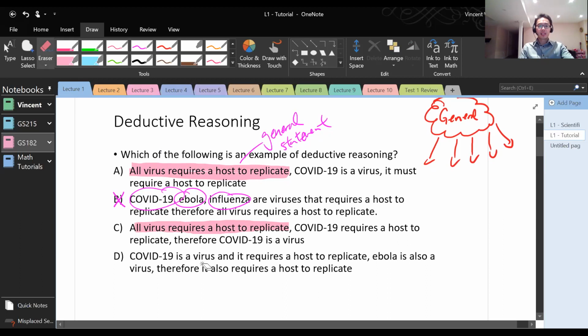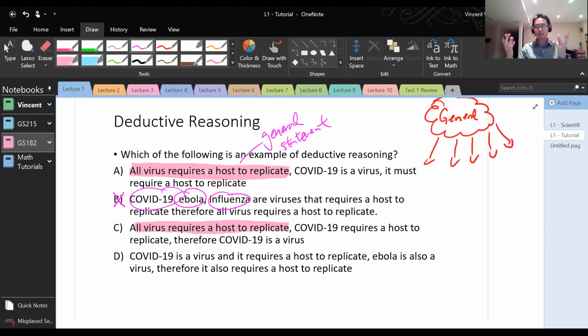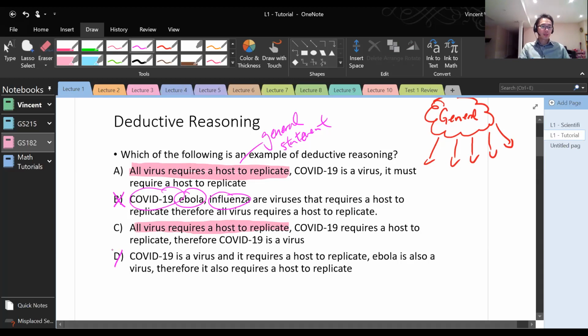Next one, COVID-19 is a virus and it requires a host to replicate. Ebola is also a virus, therefore it also requires a host to replicate. So these are just two separate observations, two separate examples. We are not generalizing anything from it, or applying to many specific cases. So that is also not what we are looking for. So far, so good, I hope. Now, which is it? Is it A or is it C?